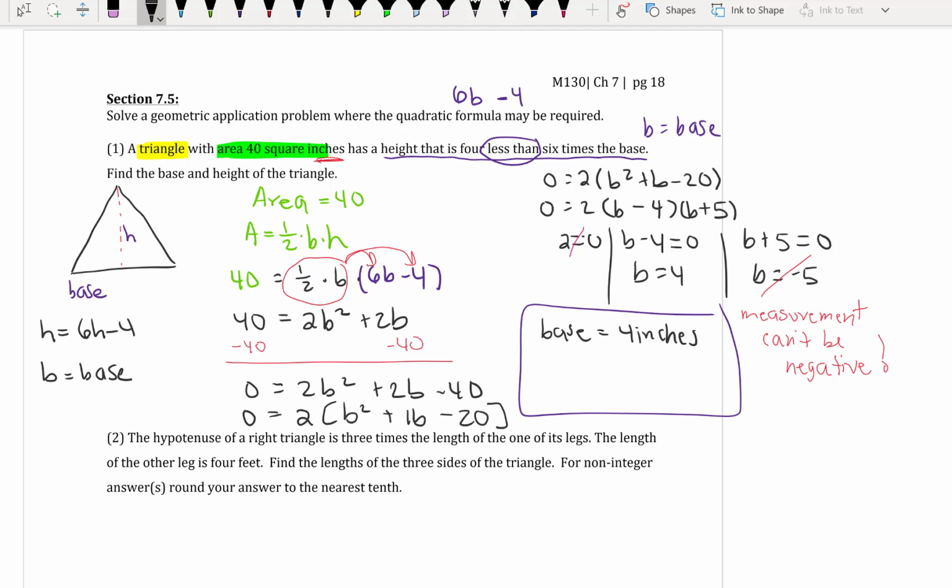Now I have to represent my height. Remember, my height is given to me as 6h minus 4. So I'm going to have a 6 times my h minus my 4. So what I'm plugging in there is 4. So I have 6 times 4, which is 24, minus 4, which is going to give me 20. So I have my base as 4 inches and my height as 20 inches.